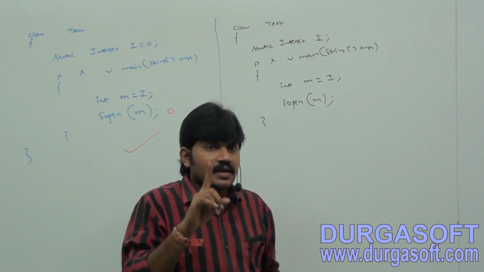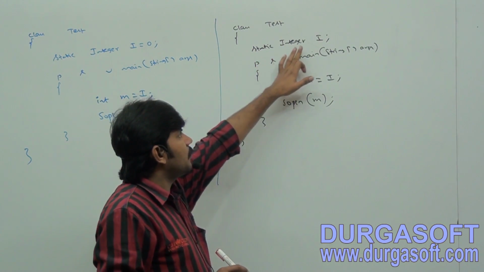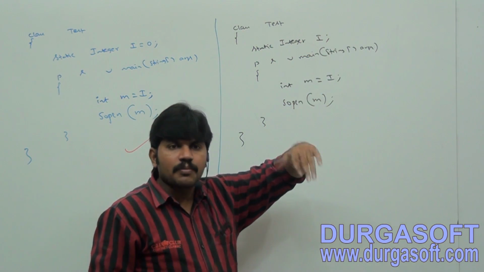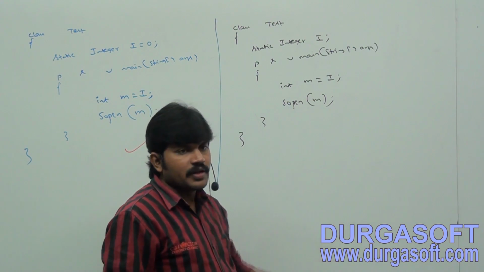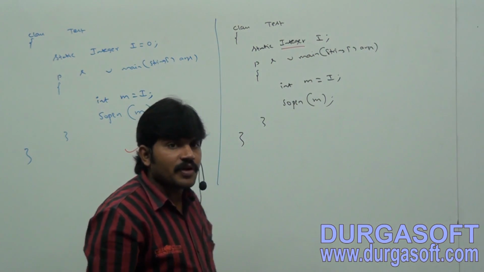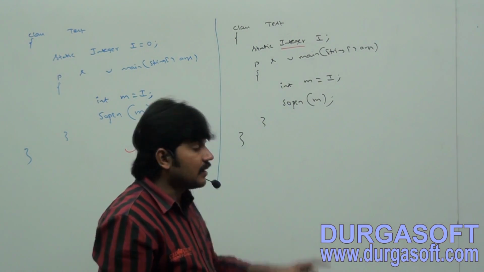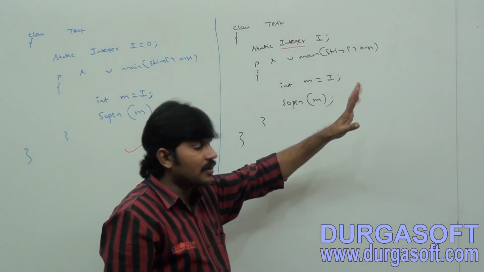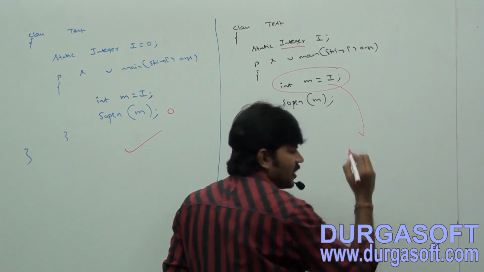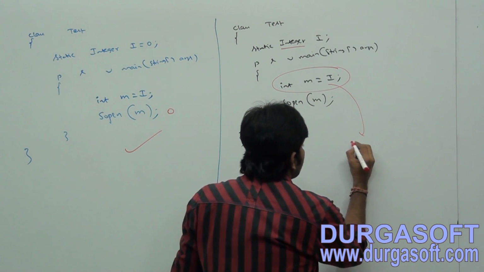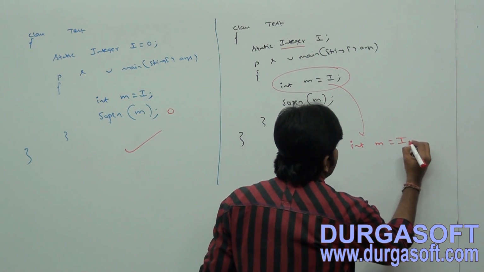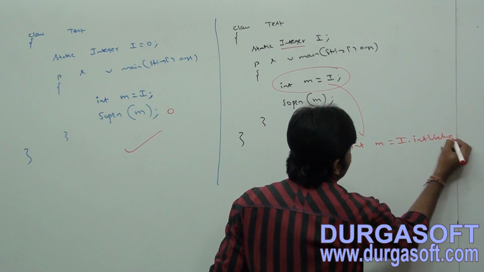But the problem is at runtime, because most people are going to feel static Integer I has default value 0. No. Here it is object type, and the default value for object type is null. After compilation, this line will become int m is equal to I dot intValue.